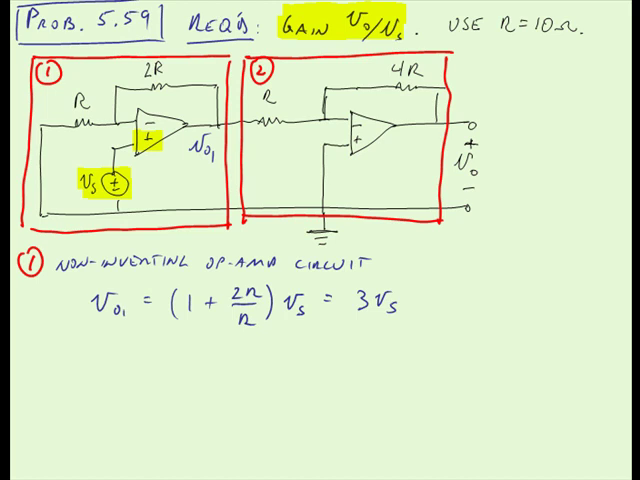Now notice the output of the first op-amp circuit is also the input of the second op-amp circuit. Okay, so they just feed into each other. They're in cascade. And the second op-amp circuit, well, its positive input is grounded, so that implies that it is an inverting op-amp circuit.